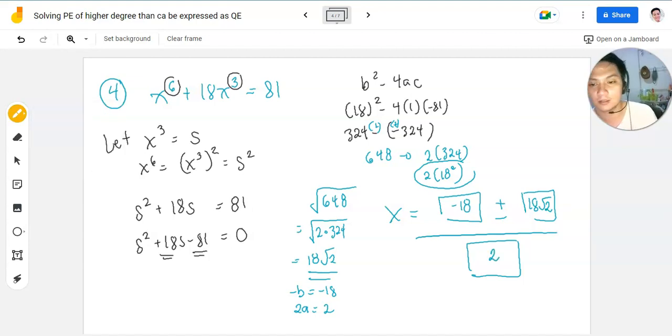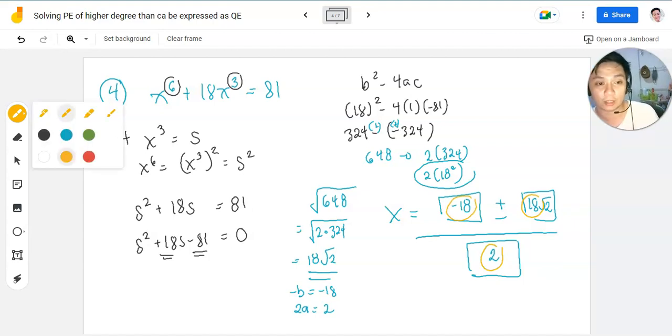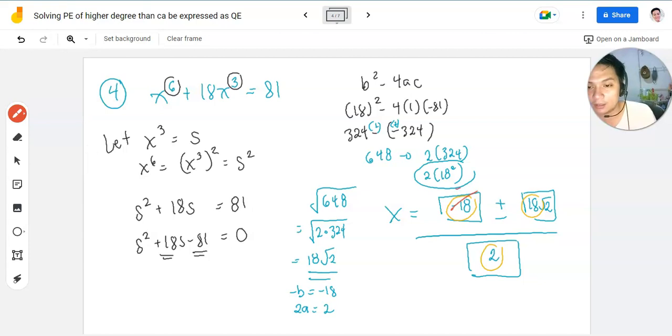Check natin. So, what is negative 18, 18, and 2? Kapag dini-divide natin by another number. So, all of them are divisible by 2, tama? So, this will become negative 9, this will become 9, this will become 1. So x here should be equal to negative 9 plus or minus 9 square root of 2 all over 1, or kahit wala na kasi nga dividing by 1 will give us the same result lang. Okay? So, ito yung ngayon yung ating i-equate.